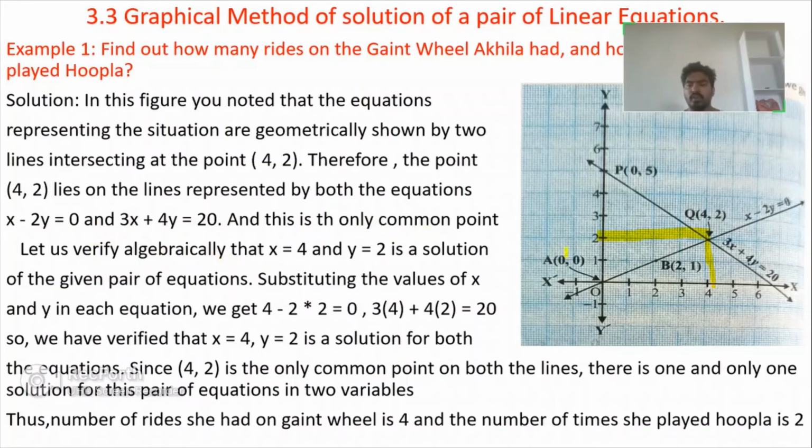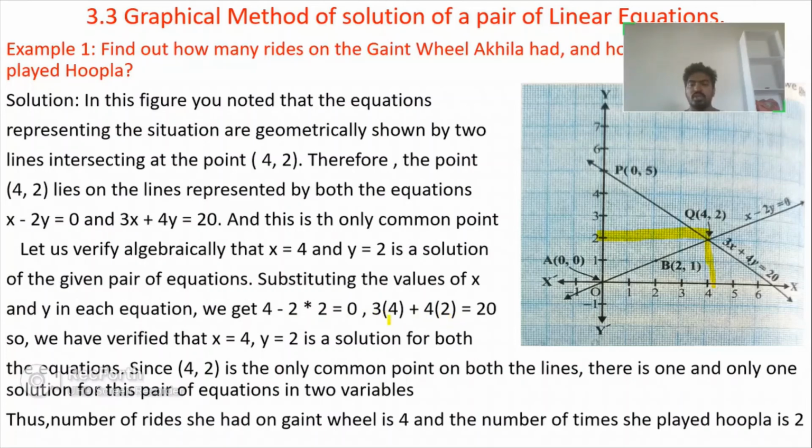Okay, let us verify algebraically. If you want to verify whether it belongs to both lines or not, we substitute x is equal to 4 and y is equal to 2 in the above two equations, and see whether LHS becomes equal to RHS or not. So let us verify algebraically that x is equal to 4 and y is equal to 2 is a solution of the given pair of equations. Substituting the values of x and y in the first equation, we get 4 into 1 minus 2 into 2, which is 4 minus 4, equal to 0. So LHS is equal to RHS.